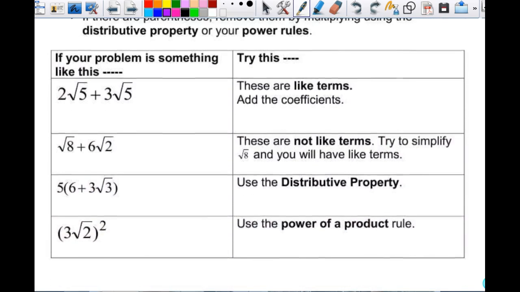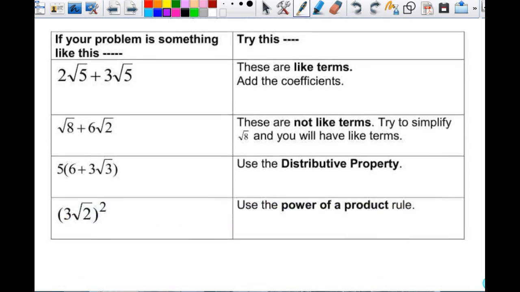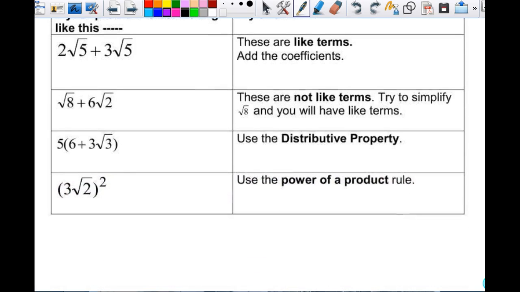So now we're going to talk about adding and subtracting again, which we already talked about a little bit, but this kind of puts it all together. If you have like terms and we're treating them like variables, this is like 2 elephants plus 3 elephants, right? So how many elephants would you have? 5. Together I get 5 elephants, or 5 square roots of 5.